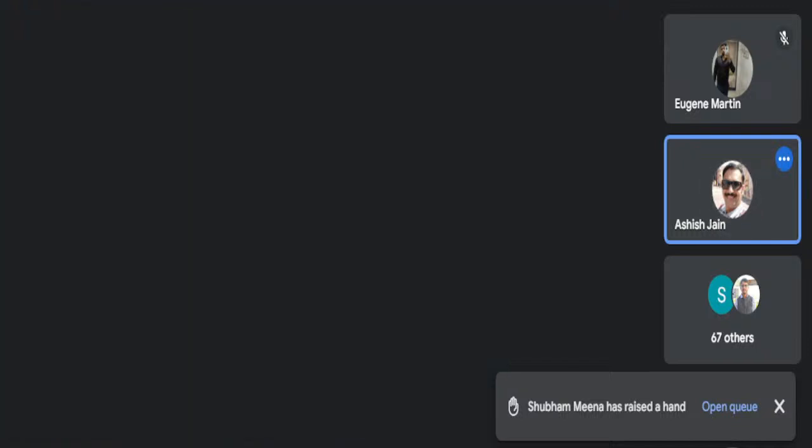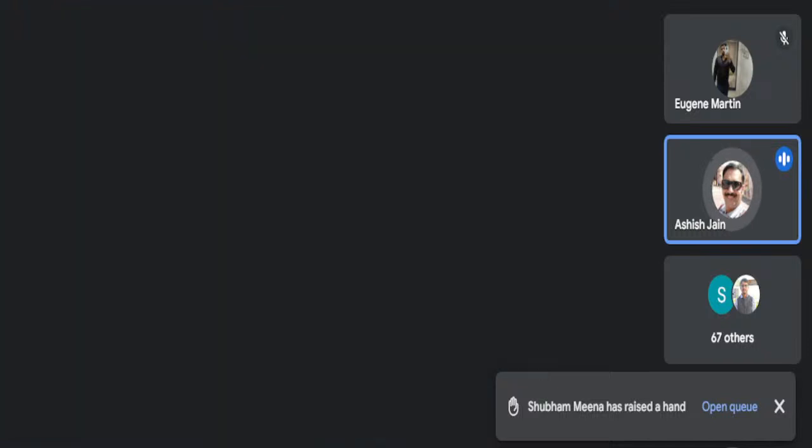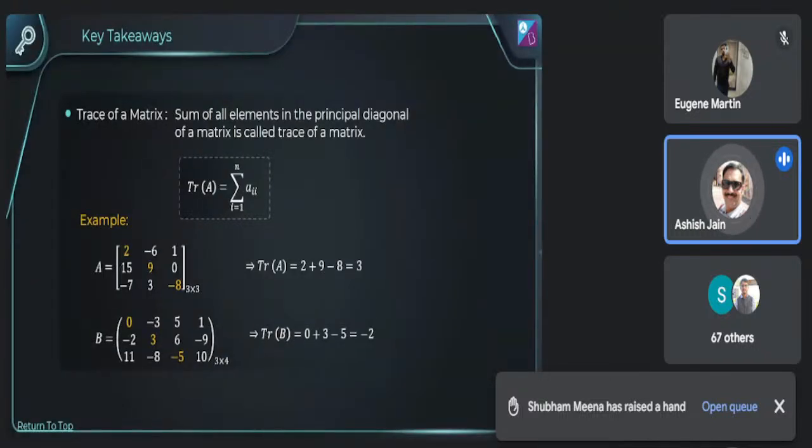This is called the trace of this matrix, which is represented as TR. Inside the bracket, you write the variable for which you define a matrix. Similarly, for B, the positions remain the same: first row first column, second row second column, third row third column. So it's 0 plus 3 plus -5, which is minus 2. So the trace of matrix B is minus 2, right?